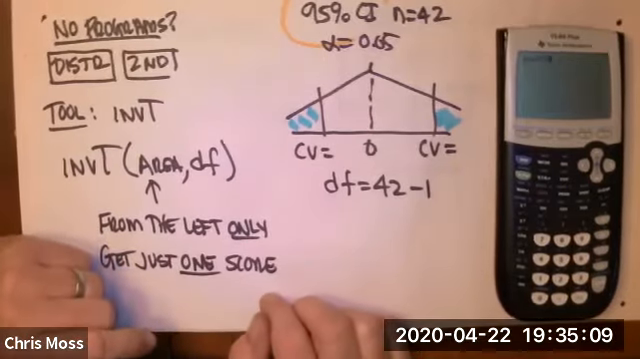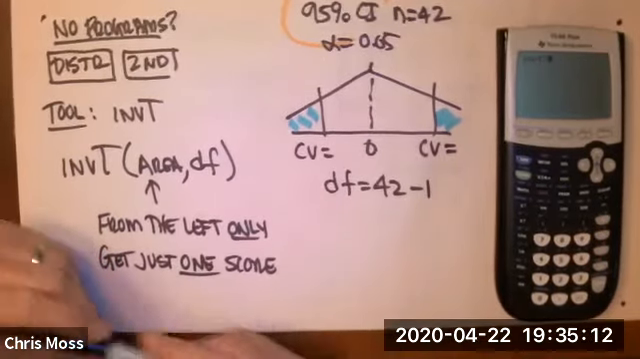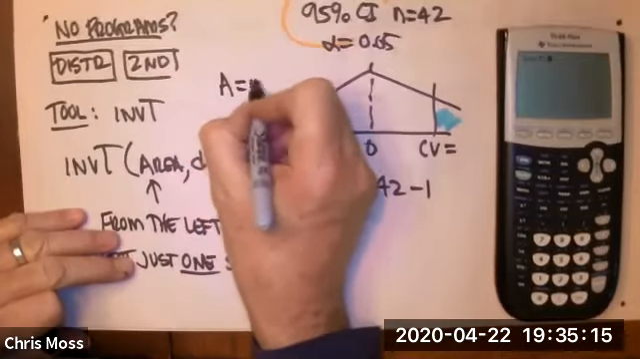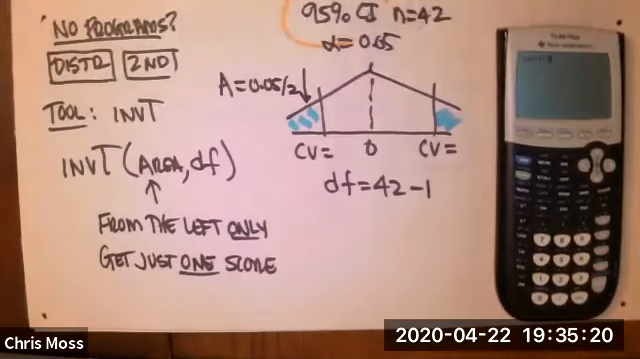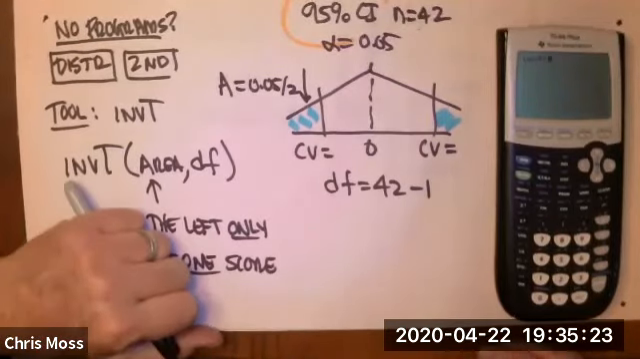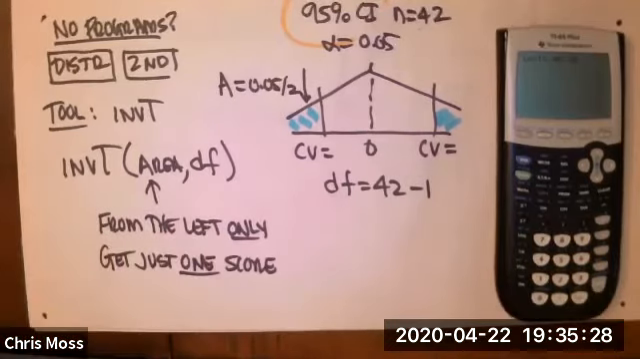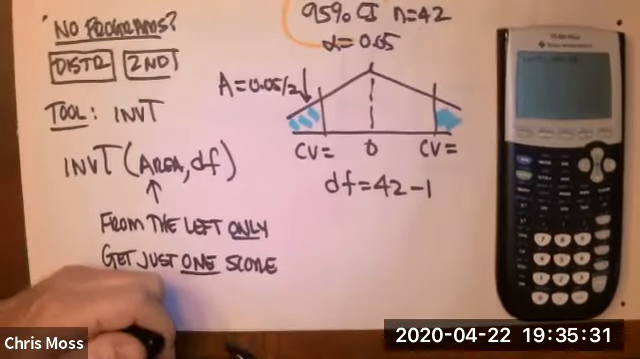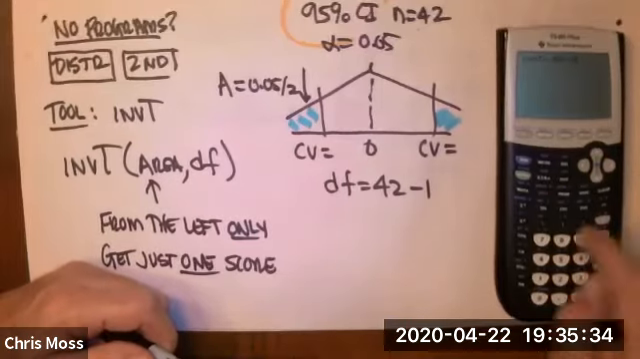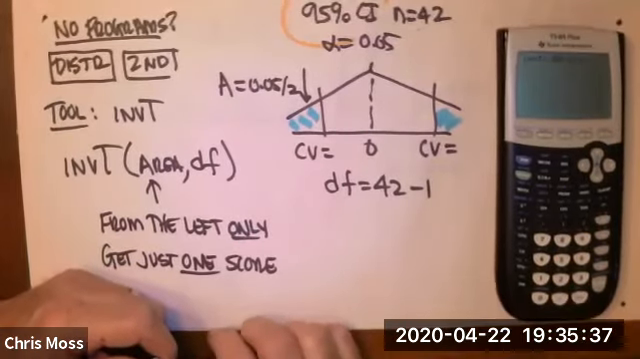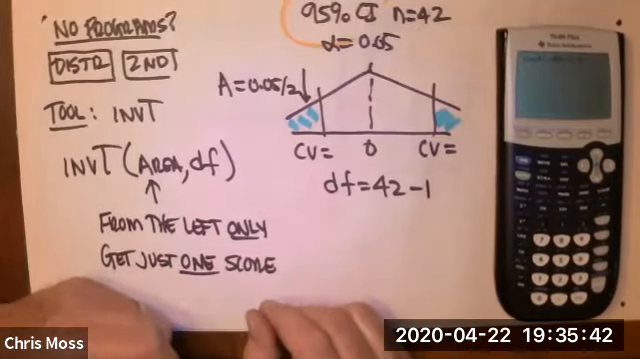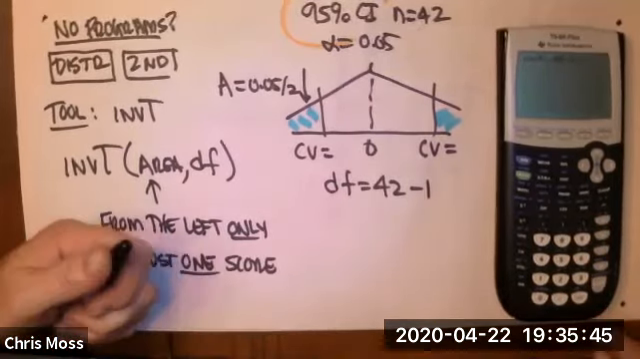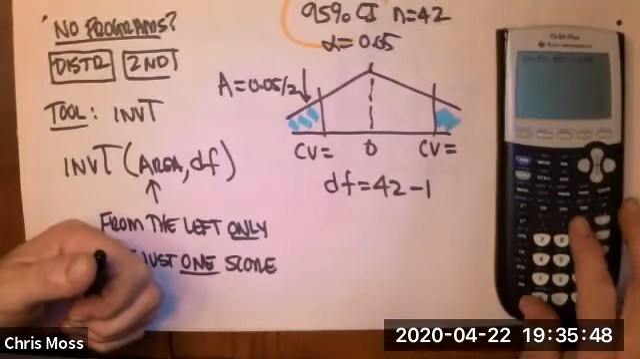And now I can input the area. In this case, I do need 0.05 divided by 2 for that little bit of real estate there. That's okay. My calculator can handle that. 0.05 divided by 2. The other thing that I'll need to make sure I use is the comma key. I'll put that in a moment right there. Remember, it's right up above the 7. And now I'll put in the degrees of freedom, which is 41. There we go. Close them up.